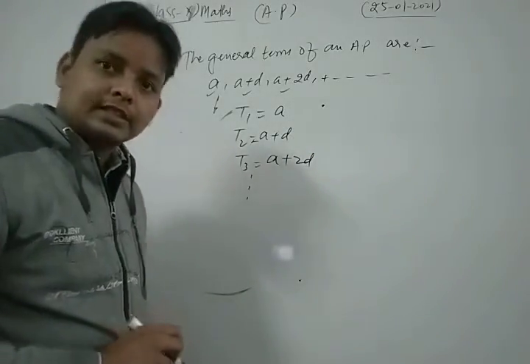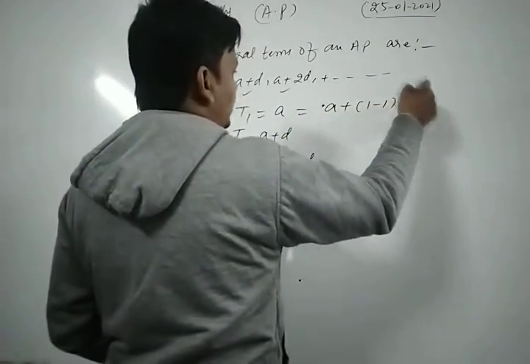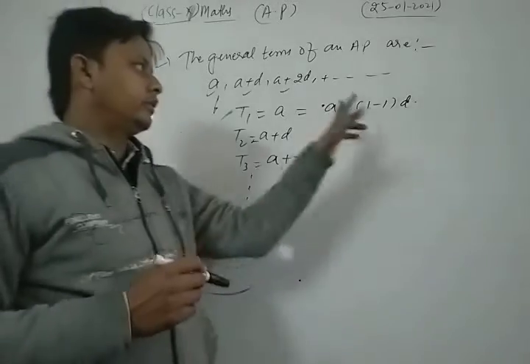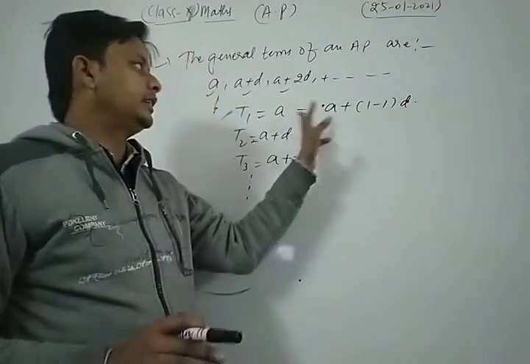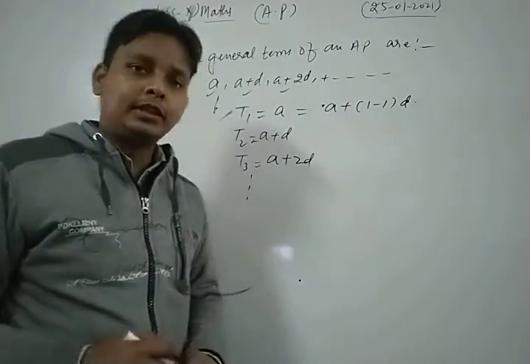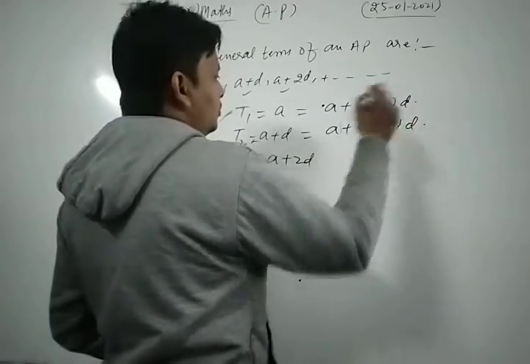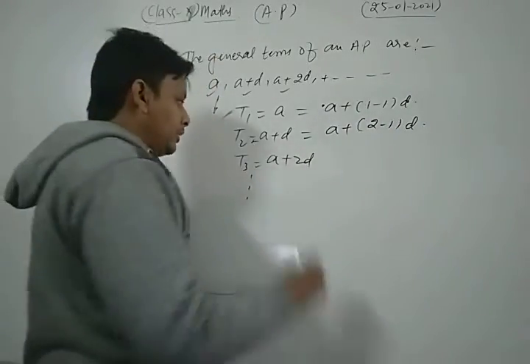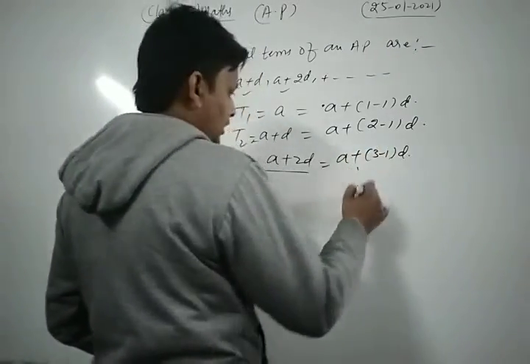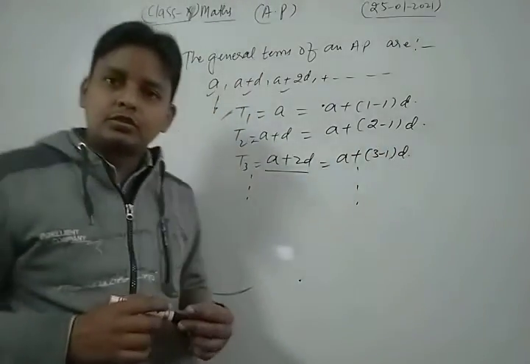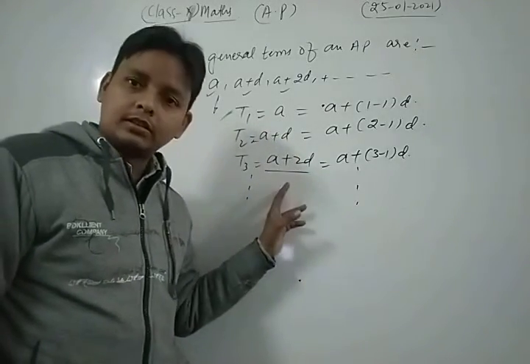Now let's see. T1 is A, so we can write it as A plus 1 minus 1 into D, because 1 minus 1 is 0, so it is just A. Similarly, the second term we can write as A plus 2 minus 1 into D. Similarly, the third term is A plus 3 minus 1 into D, and so on. This is the first term, this is the second, this is the third.